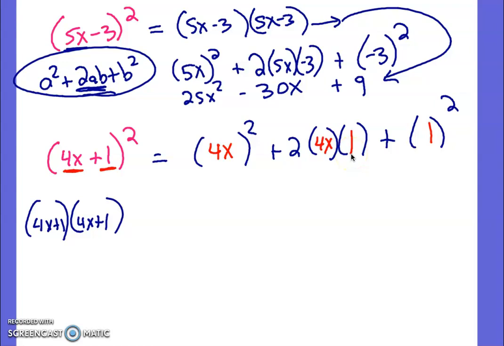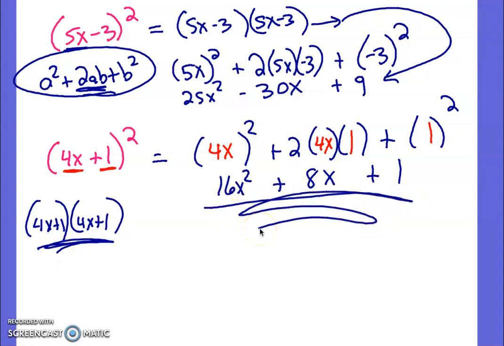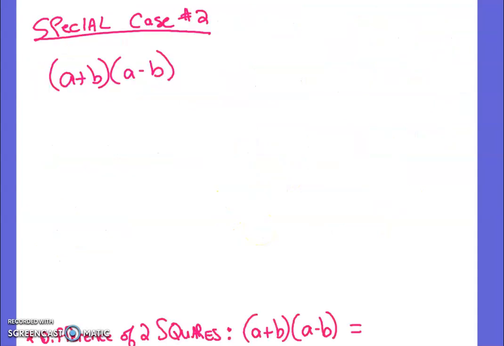And then you just evaluate that. So that's 16x squared, that's 8x, and that's 1. So it's a little bit quicker if you get used to the pattern instead of just foiling it out. Again, there's nothing wrong with foiling it out, nothing at all. But again, if you get used to this pattern, it is a little bit quicker to be able to do that. So let's look at another special case.